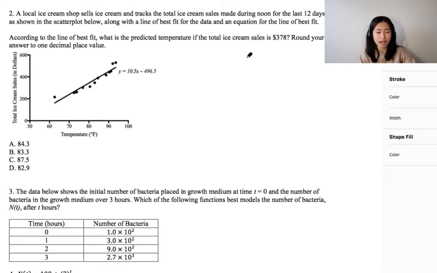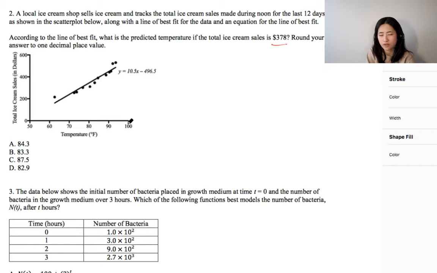According to the line of best fit, what is the predicted temperature if the total ice cream sales is $378, and you need to round your answer to one decimal place value? Because they're telling you that you have a line of best fit, which is y is equal to 10.5x minus 496.5, and the total ice cream sale is 378. So let's say this is your predicted. Now you need to figure out what x is, right? Because x corresponds to your temperature.